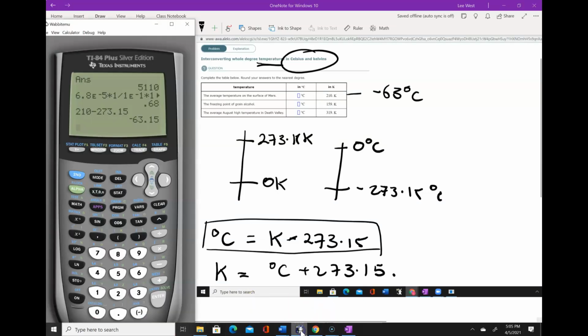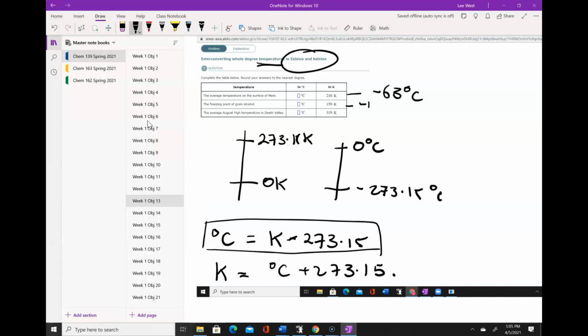So for the next one, same deal, 159 Kelvin minus 273.15. There we are, minus 114 to the nearest whole degree. So minus 114 degrees Celsius.